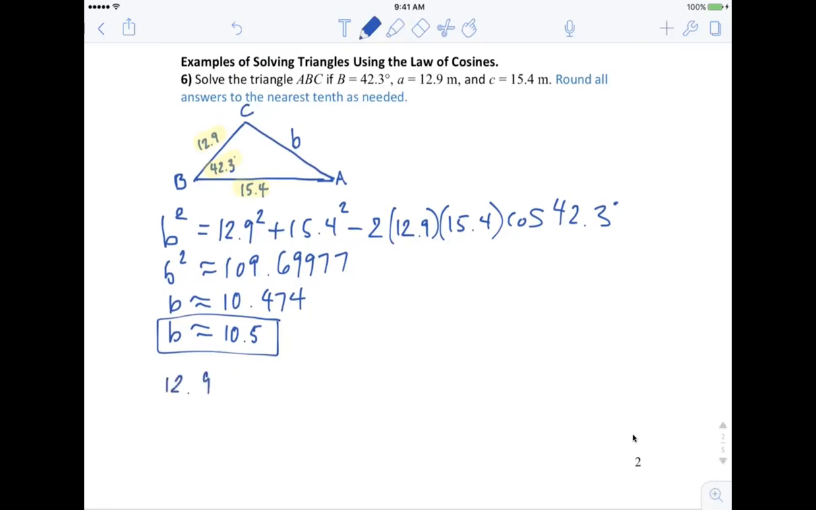12.9 over the sine of angle A should equal, now I'm going to have to use that b ratio. It makes me a little nervous because I'm using this rounded off b. So I'm actually going to use the one with more decimal places, 10.474. For this section, typically, if you're using a value that you calculated, 3 decimal places should suffice. You can go more than that, but probably a minimum of 3 to make sure you're accurate. Okay, so there's my law of sines set up.